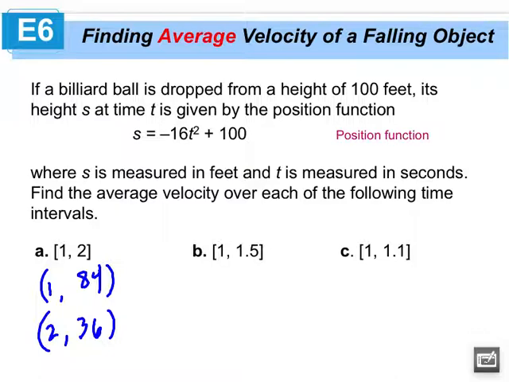We could calculate how long it takes to hit the ground. We don't care right now. We just want to know average velocity. Okay. It's not really a calculus topic. It's basic algebra. Now calculate the slope between those 2 points. 84 minus 36 divided by 1 minus 2. This will be the average velocity.